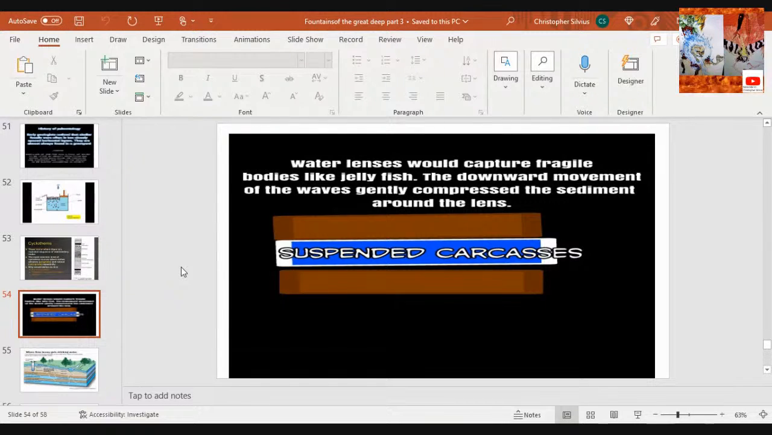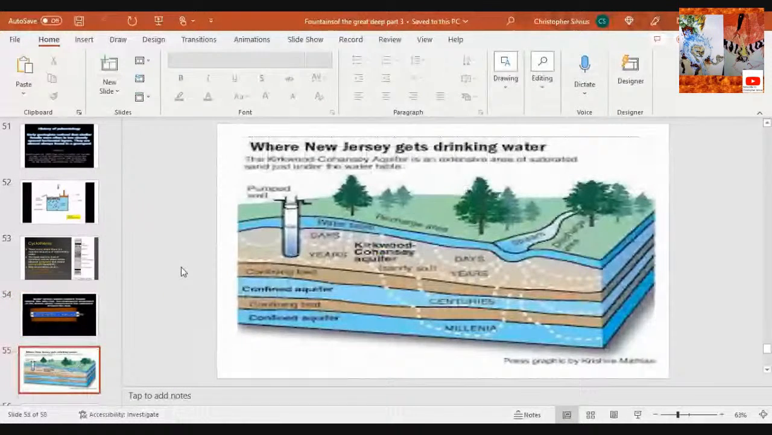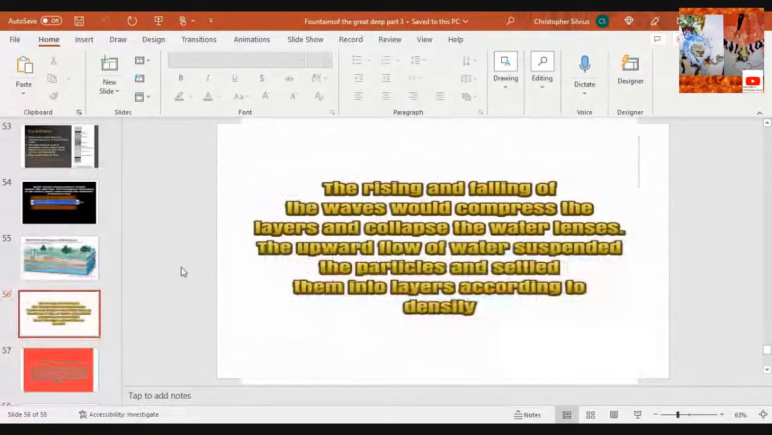Paleontology in this field of research: fragile animals like jellyfish being fossilized, you have to bury it deeply. It has to be a very special circumstance, and it's the circumstance that a global flood would provide. Catastrophic hydrologic sorting and basic principles of liquefaction. The rising and falling of the waves would compress the layers, collapse the water lenses. The upward flow of water suspended the particles and settled them into layers according to density.